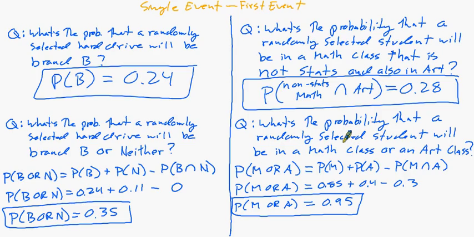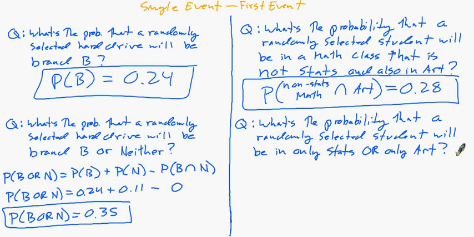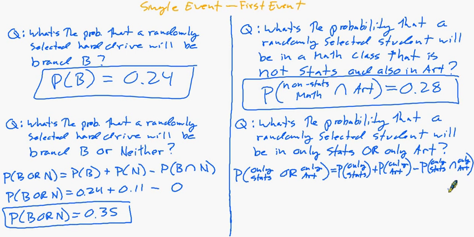For example, if we were to rewrite this question, or really make a new question: what's the probability that a randomly selected student will be in only stats or only art? Well, we would write out the probability like this. And if we wrote the whole formula out, it would look like this.